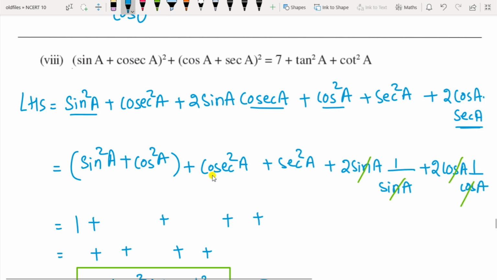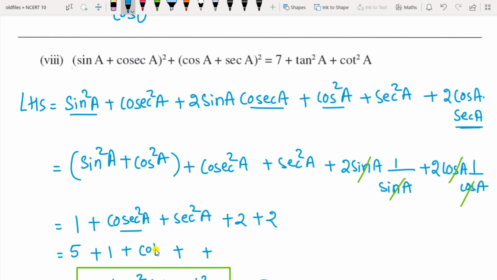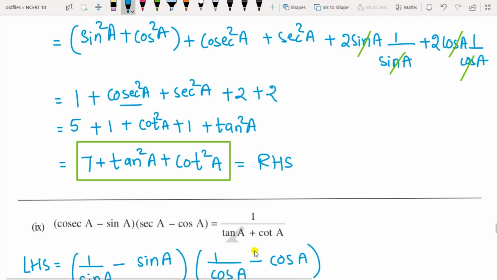This is cosec square A, sec square A, and here 2 plus 2. So 2 plus 2 plus 1 is 5 here. And in place of cosec square A, we can write 1 plus cot square A, and for sec square A, we can write 1 plus tan square A. So this becomes 5 plus 1 plus 1 is 7 plus tan square A plus cot square A. That is your RHS.